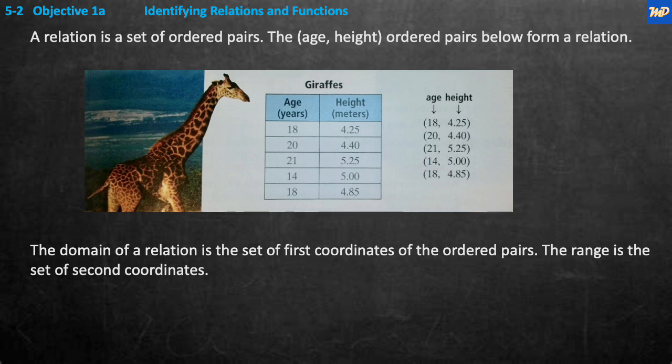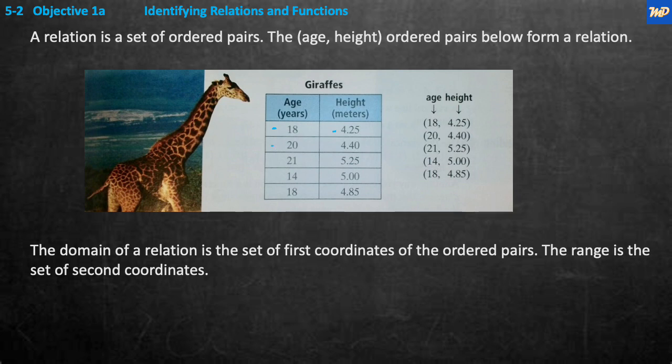A relation is a set of ordered pairs. The age, comma, height, that's an ordered pair, or it's an ordered pair below. It forms a relation as it shows in this chart. Okay, so what do we have here? We start off here with 18 in the chart, and 18 is mapped to 4 1/4. So at 18 years of age, the giraffe was 4 1/4 meters tall.